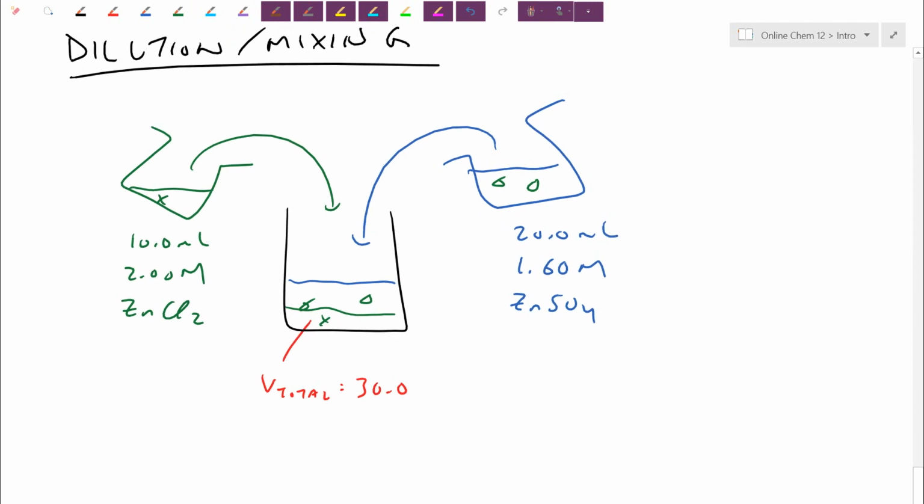For these dilution and mixing style problems, unlike a titration, unlike the H plus actually trying to react with a hydroxide, we're going to assume that there's actually no reaction. That's not too hard to do in this problem, because we have a zinc compound and another zinc compound. Even if they try to do a double replacement, zinc swaps out zinc, well, we still have a zinc compound. So we're going to assume there's no reaction.